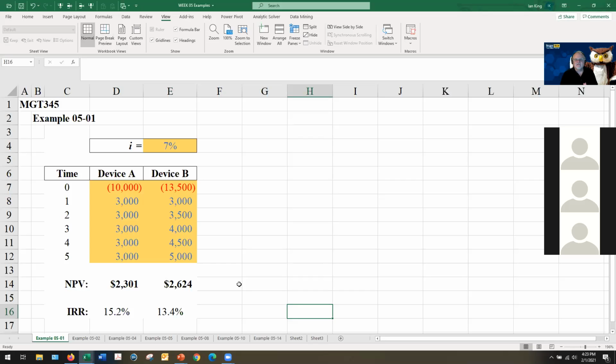Someone shout out the answer. Net present value, which has the better net present value? B. B, fantastic. Which one has the better internal rate of return? A. Thank you. Thanks for playing. Appreciate it. This is the trickiness when we start dealing with these things. I'll have a whole chapter on this.